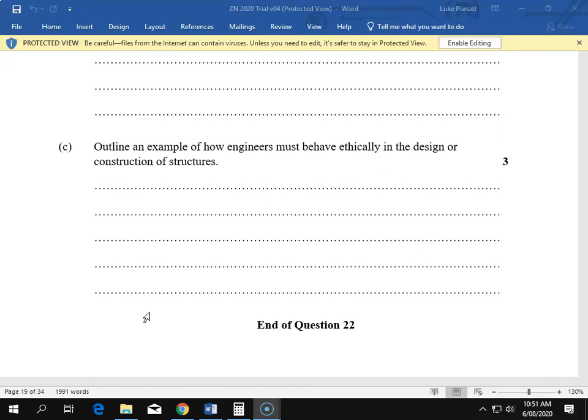Or we can look at a variation of that, which is signing off things that you know are not safe. So for instance, if I was writing this, because I live in a building with lots of cracks and it gave me a lot of anxiety for a long time, I would say that engineers must ensure that the work they sign off is actually what has been designed and that they don't cut corners in their design process.